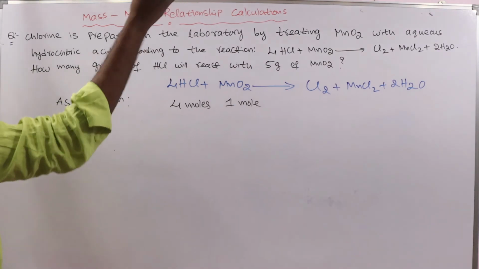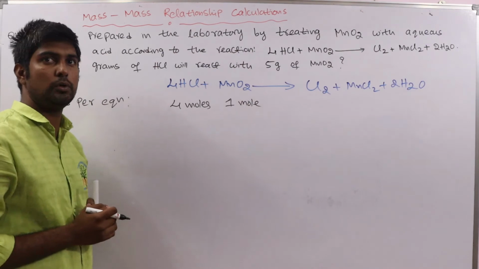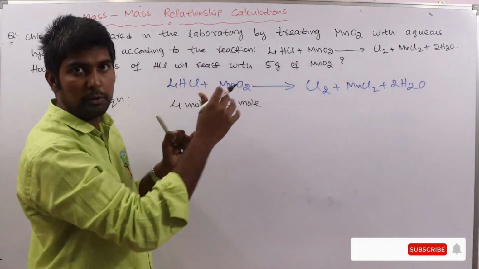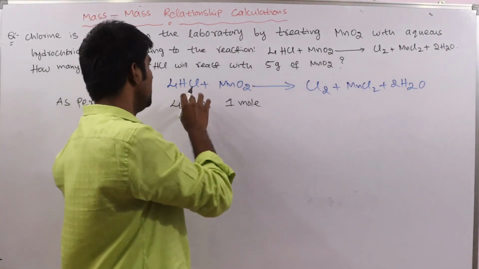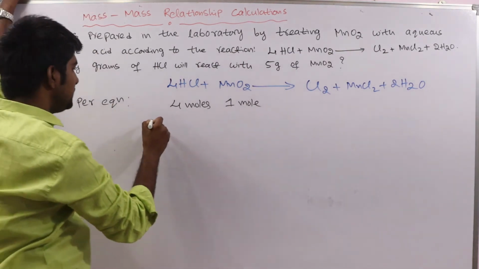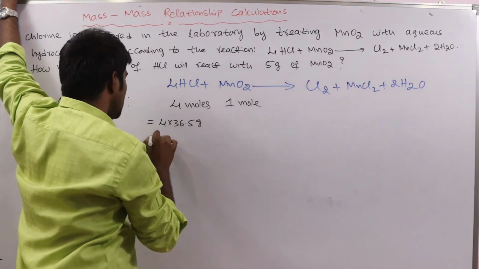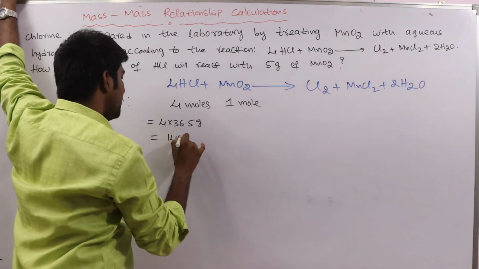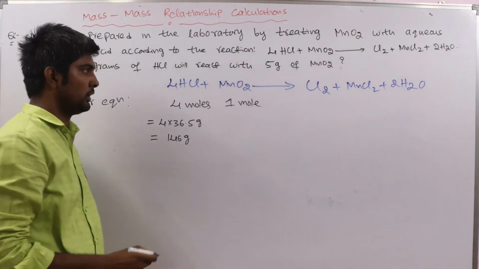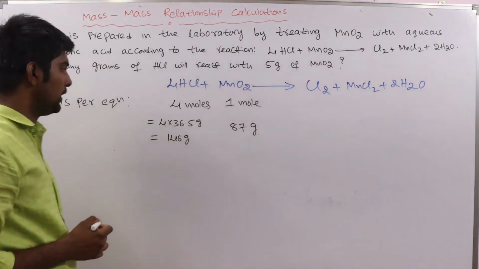Here they asked how many grams of HCl will react with 5 grams of MnO2. So there is no need to consider the products. In the given problem, the involved species are HCl and MnO2 only. As per the equation, this is 4 into 36.5 grams, which is equal to 146 grams. One mole of HCl is 36.5 grams, total 4 moles. And here 1 mole of MnO2 is 87 grams.